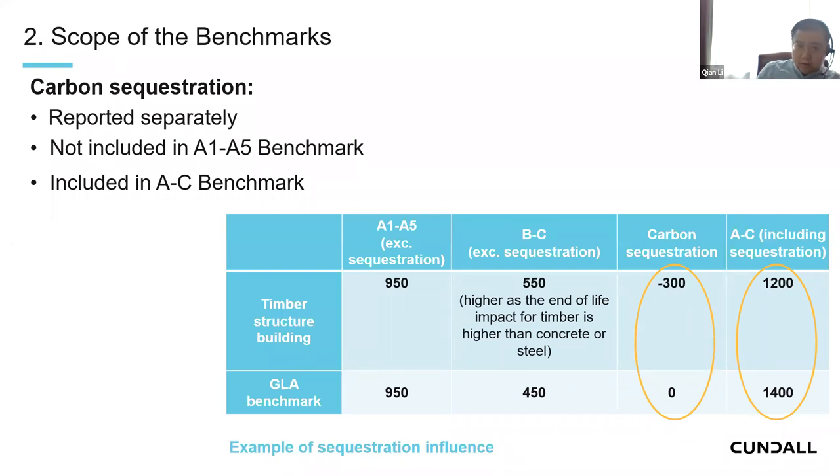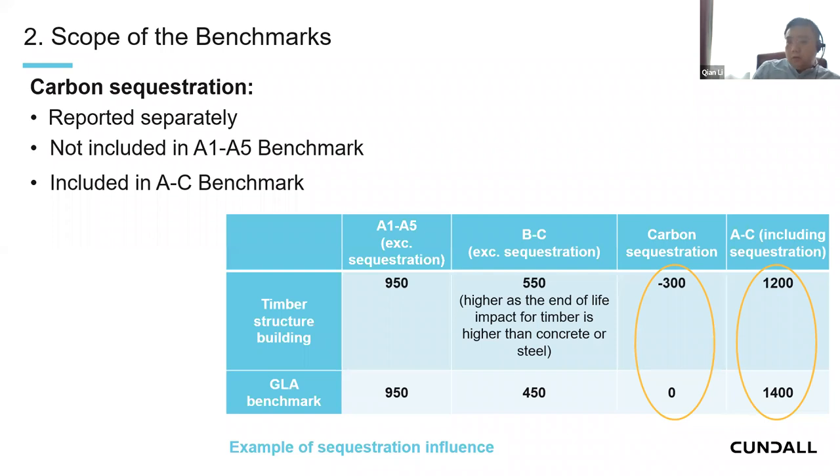For example, in the table here, you have a timber building and a GLA benchmark value for office. Just for argument's sake, if you do not consider the carbon sequestration of the timber, the upfront embodied carbon is the same or similar to the GLA benchmark. However, if it's a concrete building, at the end of life you demolish it, and it doesn't really matter how much recycling or demolition you do, the impact is relatively smaller compared to a timber frame building, because if you incinerate timber for energy or put it in landfill, you spend more energy or release more carbon for the end of life of the timber element.